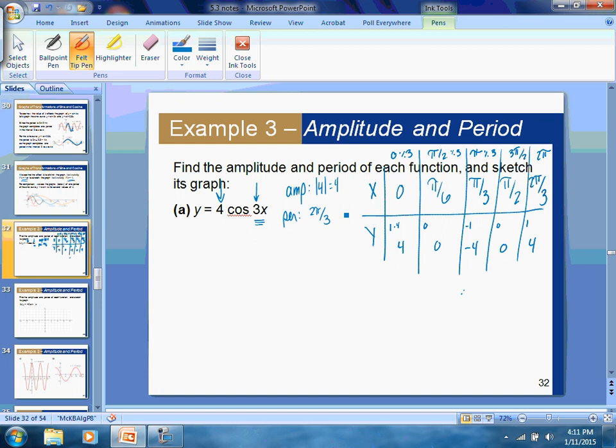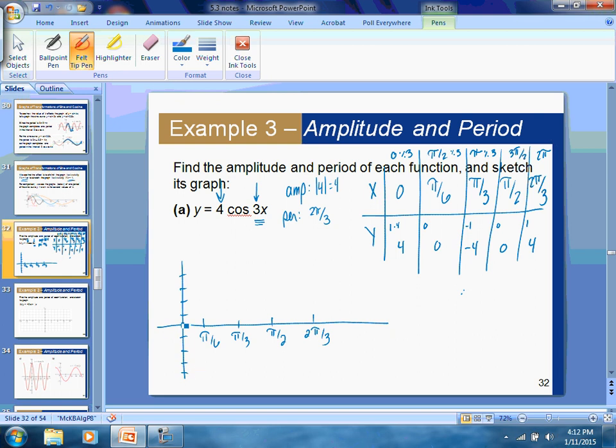Okay, so now when I graph this, I'm going to start at 0, and then I'll have pi over 6, and then I'll have pi over 3, and then pi over 2, and then 2 pi over 3. So if you're drawing these by hand, that's all you have to do. Just label all of those values on your x-axis. And then on my y-axis, I'm going up to 4 and down to -4.